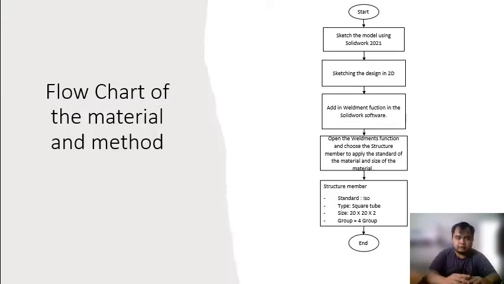Okay, here is the flowchart of the material and method. We're going to start by sketching the model using SolidWorks 2021, sketching the design in 2D, and adding in the weldment function in the SolidWorks software. Open the weldment function and choose the structure member to apply the standard of the material and the size of the material. Okay, this is the structure member. We're using an ISO standard. Type is square tube. Size is 20 multiply 20 multiply 2, and we are going to use it in group 4.